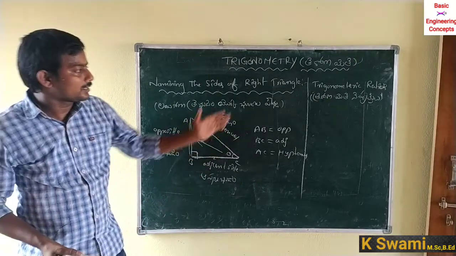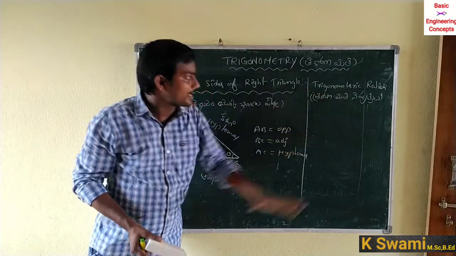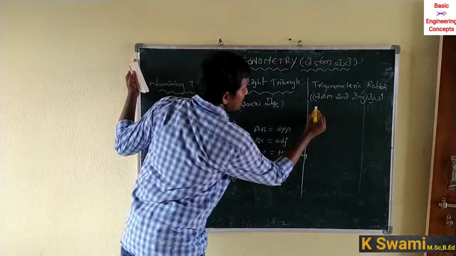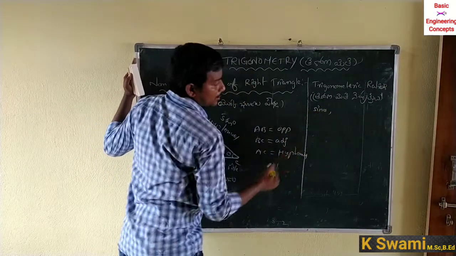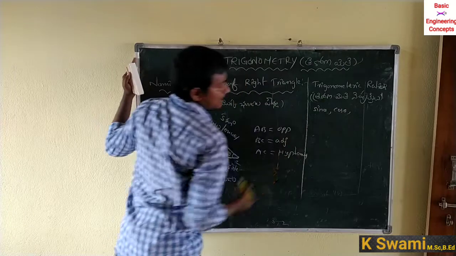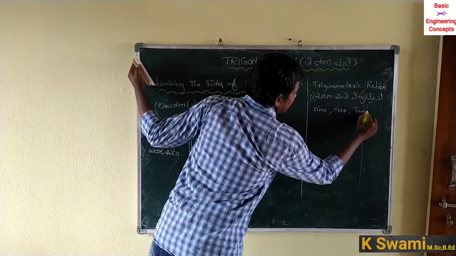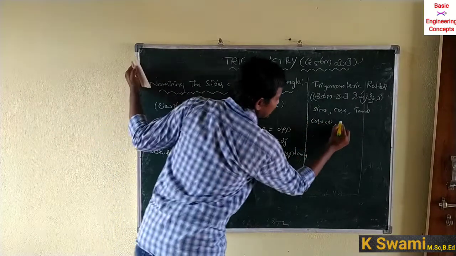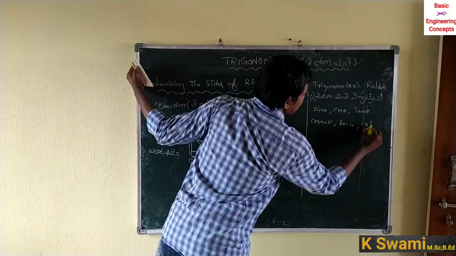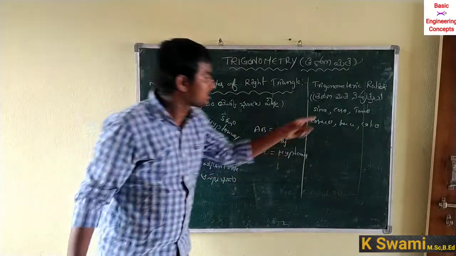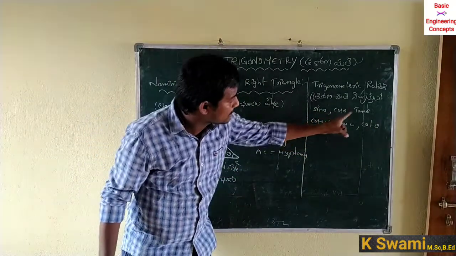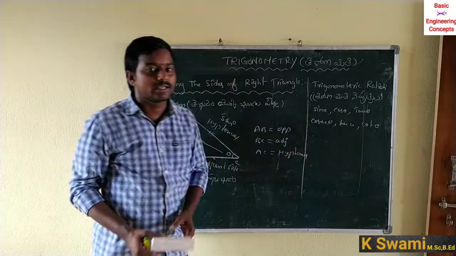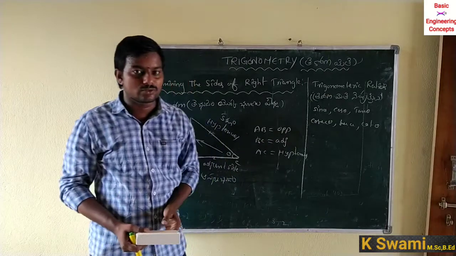So మన other topic is trigonometric ratios. The ratios sin theta, cos theta, tan theta, cosecant theta, secant theta, and cot theta are called the trigonometric ratios.